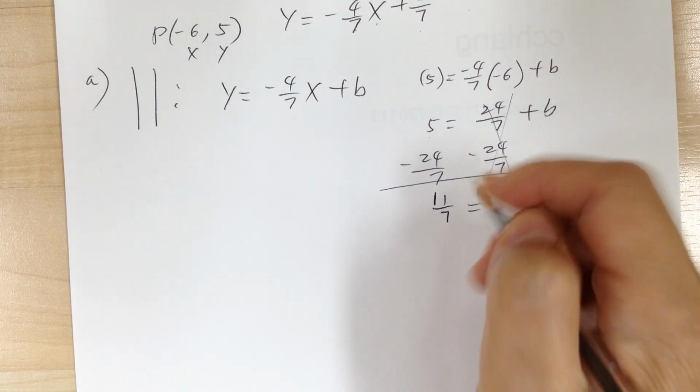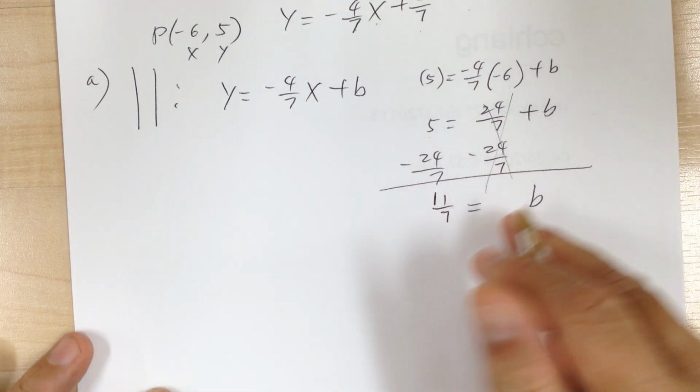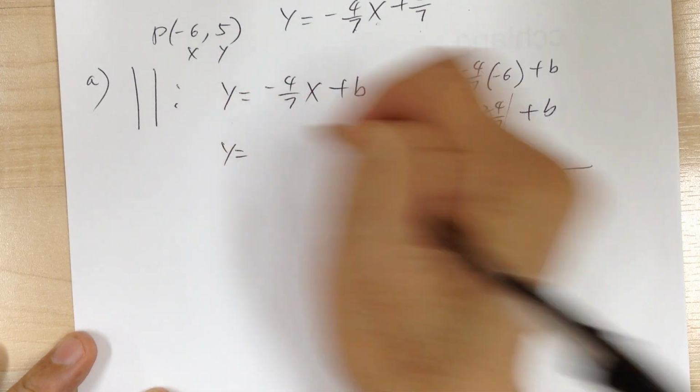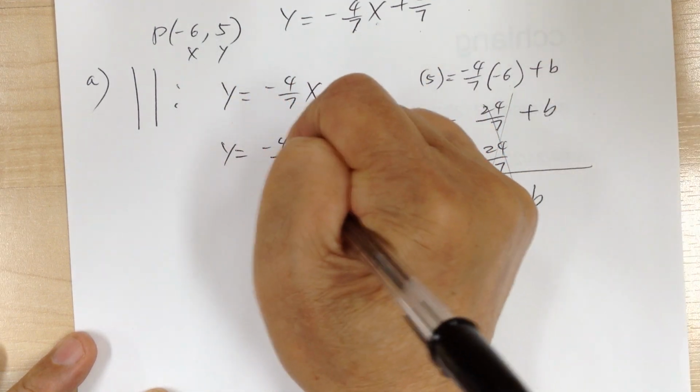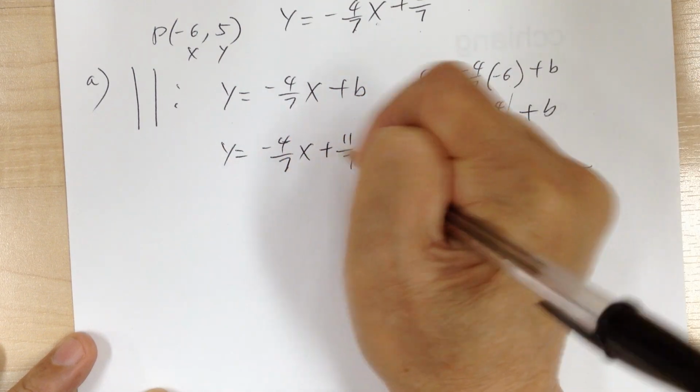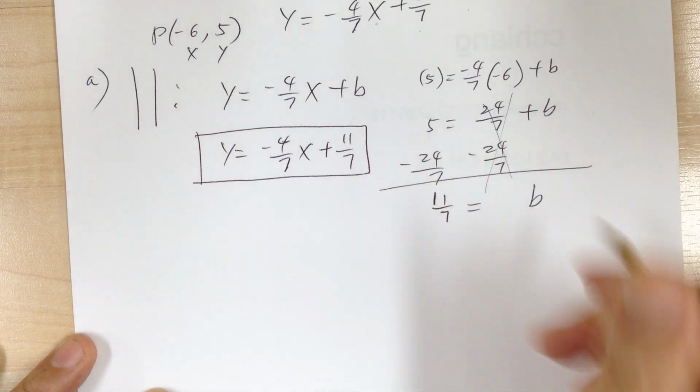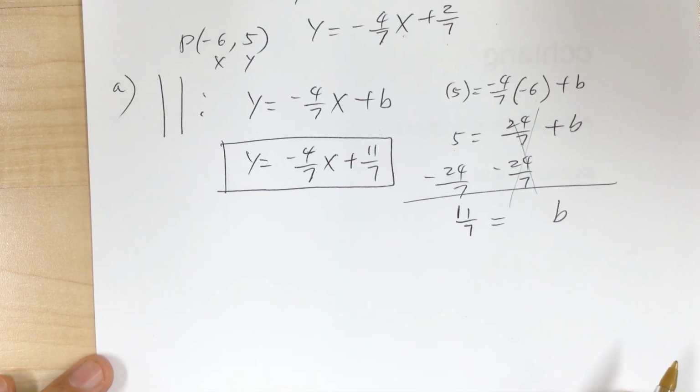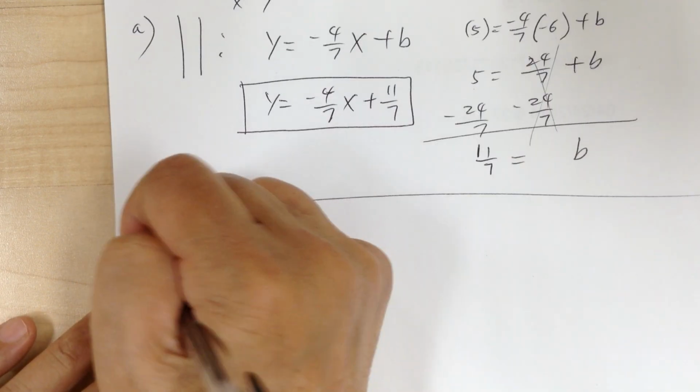Okay, so once you find b equal to 11 over 7, you put it back in here. So sometimes you have to go back and double check your calculation. It's very easy to make mistakes, okay? So it's always good to double check your answers. Now let's go and do part b.